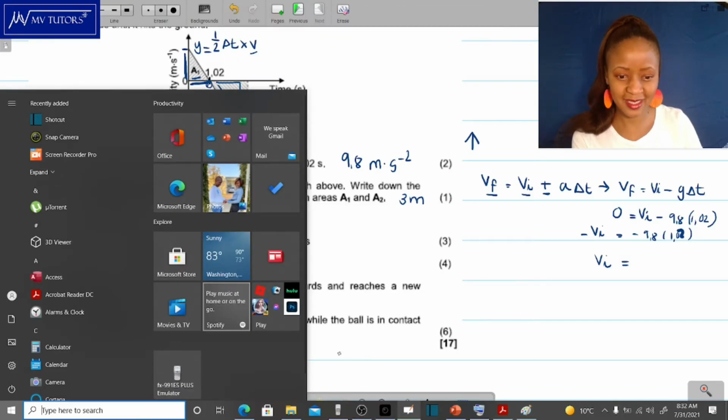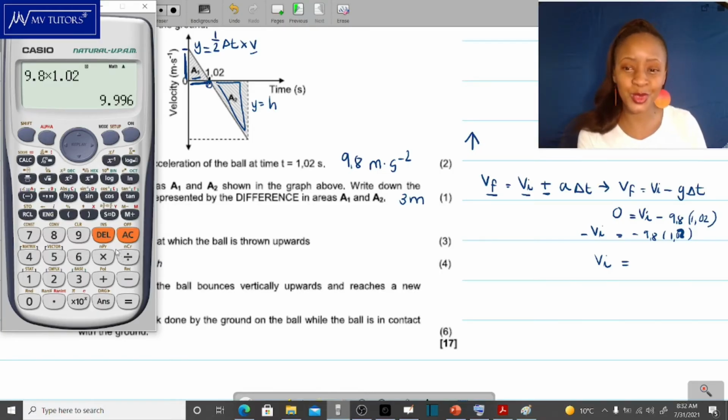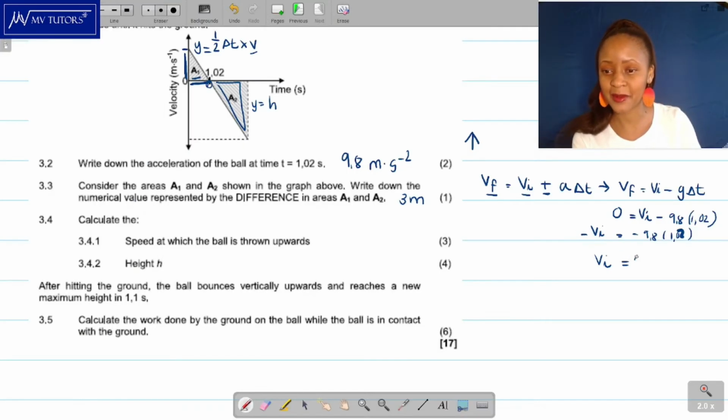Then finally our initial velocity we can calculate using the calculator. So we have 9,8 multiplied by 1,02, and that is equal to 9,996. We normally round to 2 decimal places, and if you do, you realize that it's actually 10. So our answer is 10 meters per second. Okay, cool.